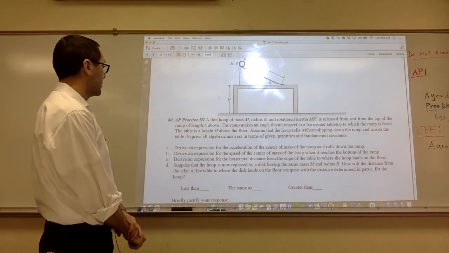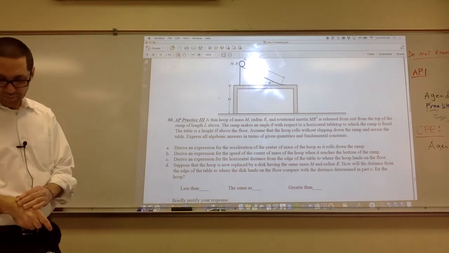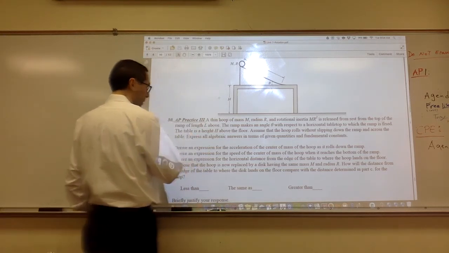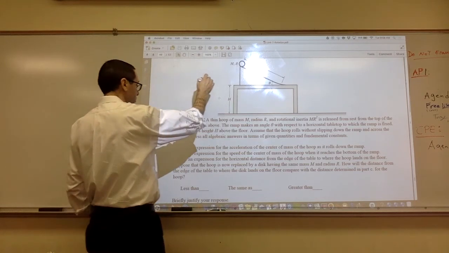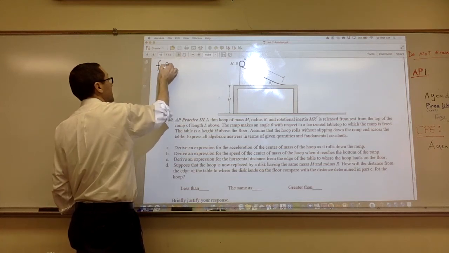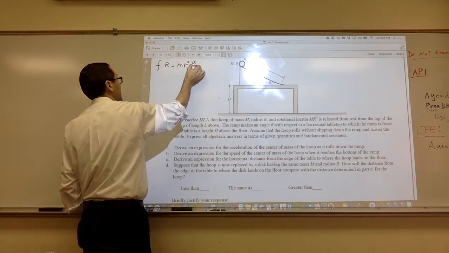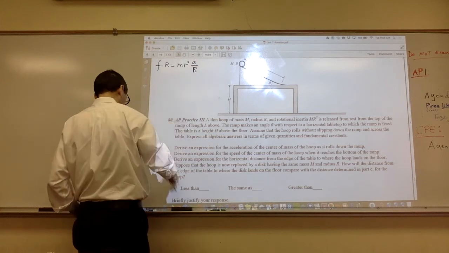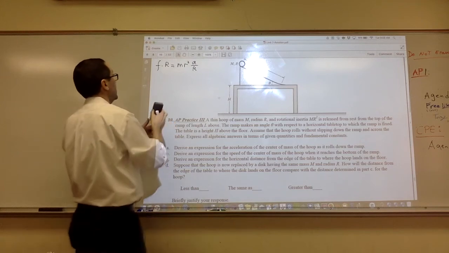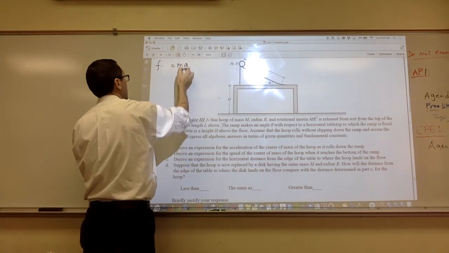Here it says to derive an expression for the acceleration of the center of mass of the hoop as it rolls down the ramp. So I think we have to do like we did earlier in the previous problems. We have to rely on the dynamics. So this is a hoop. So the net torque, which is basically the force of friction times the radius, equals I alpha. Now the I for a hoop is mr squared, and alpha is a over r. Okay, so now I think all the r's are gone. So it should be F equals ma.